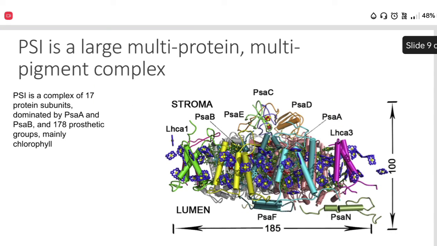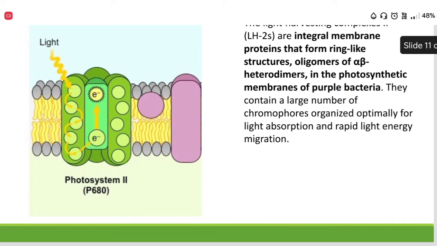Then this PS1 is a large multi-protein, multi-pigment complex. So PS1 is a complex of 17 protein subunits dominated by PSAA and PSAB and 178 prosthetic groups, which involves mainly chlorophyll.